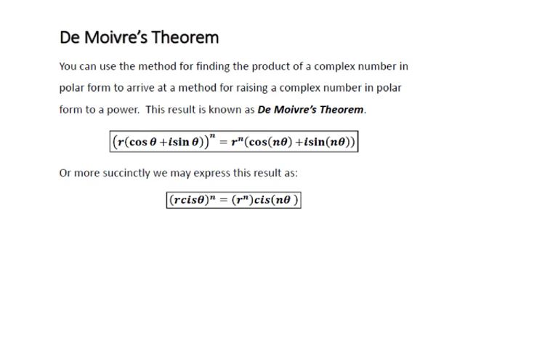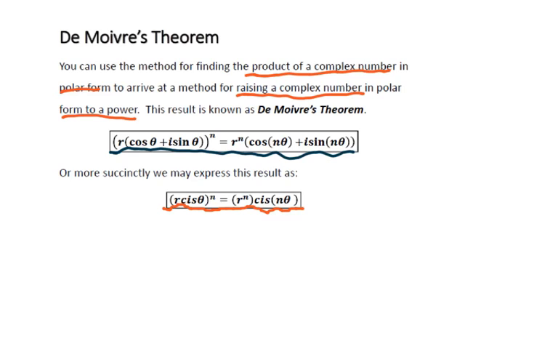Let's introduce De Moivre's theorem. You can use the method for finding the product of complex numbers in polar form to arrive at the method for raising a complex number in polar form to a power. And the result is known as De Moivre's Theorem, like this one, or I can write it down like this. Basically, you take the nth power of this r, and then your angle is multiplied by this n.